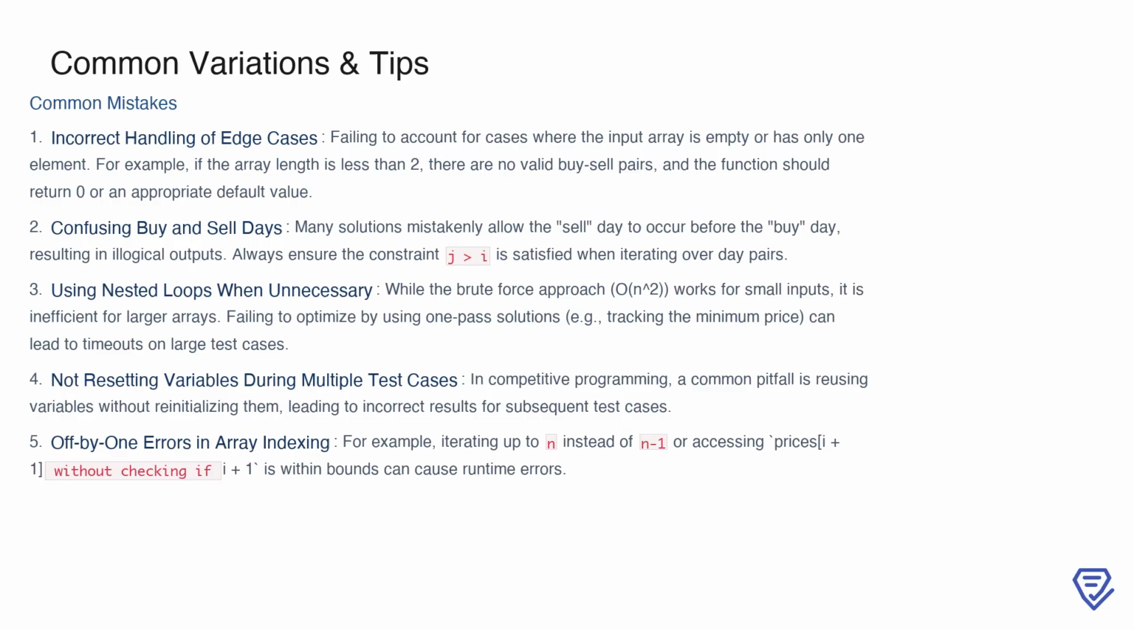Also, if you're working in a competitive programming setting, be careful to reset variables between test cases. Forgetting to do this can lead to incorrect results. Finally, watch out for off-by-one errors, such as iterating past valid indices or accessing elements outside the array bounds. These small mistakes can lead to runtime errors, so always double-check your loops and conditionals.